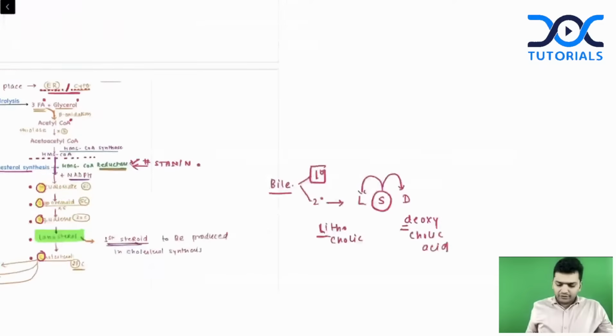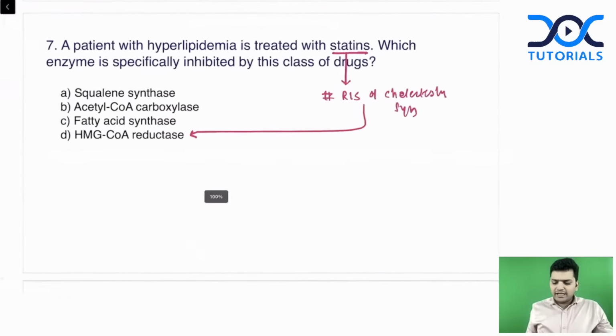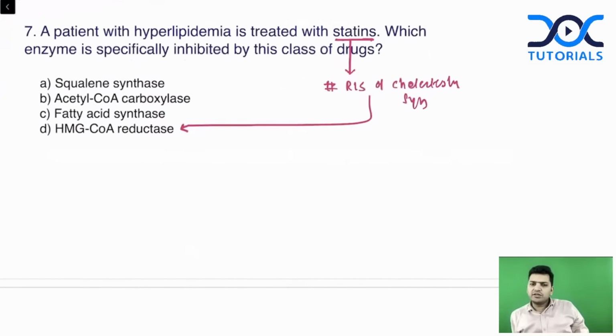Okay, very good. So it was a simple question: which drug is going to inhibit the cholesterol synthesis? It is going to be the HMG-CoA reductase inhibitor, that is going to be statins.